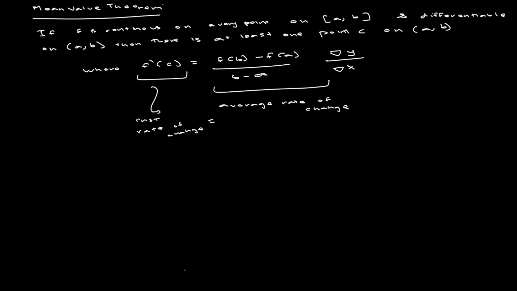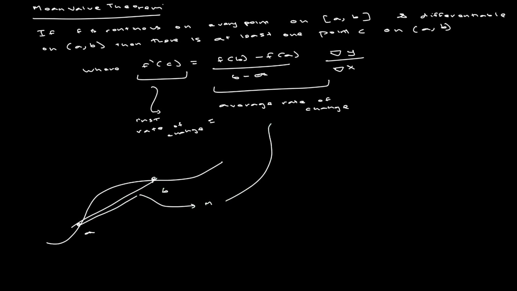And to give intuition, let's say we have this curve that kind of looks like this, right? And let's say this is point A, this is point B, right? We draw this little line between A and B. The slope of this line, so let's say the slope is m, that is the average rate of change of the function in this interval of a to b, right?